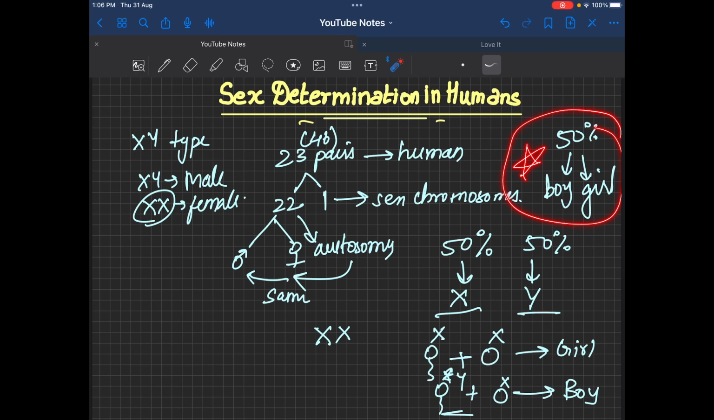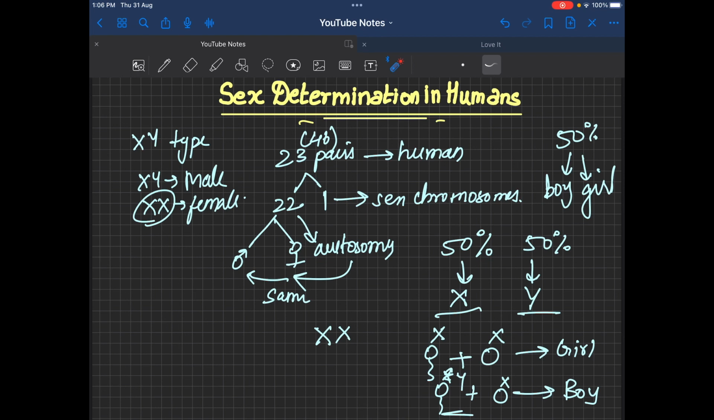They might twist the question: there's a couple and they have 3 girls in a row and then 2 boys in a row. What will be the gender of the next child? The options might confuse you, but it can be 50% boy or 50% girl. That is the correct answer. So this is very important.